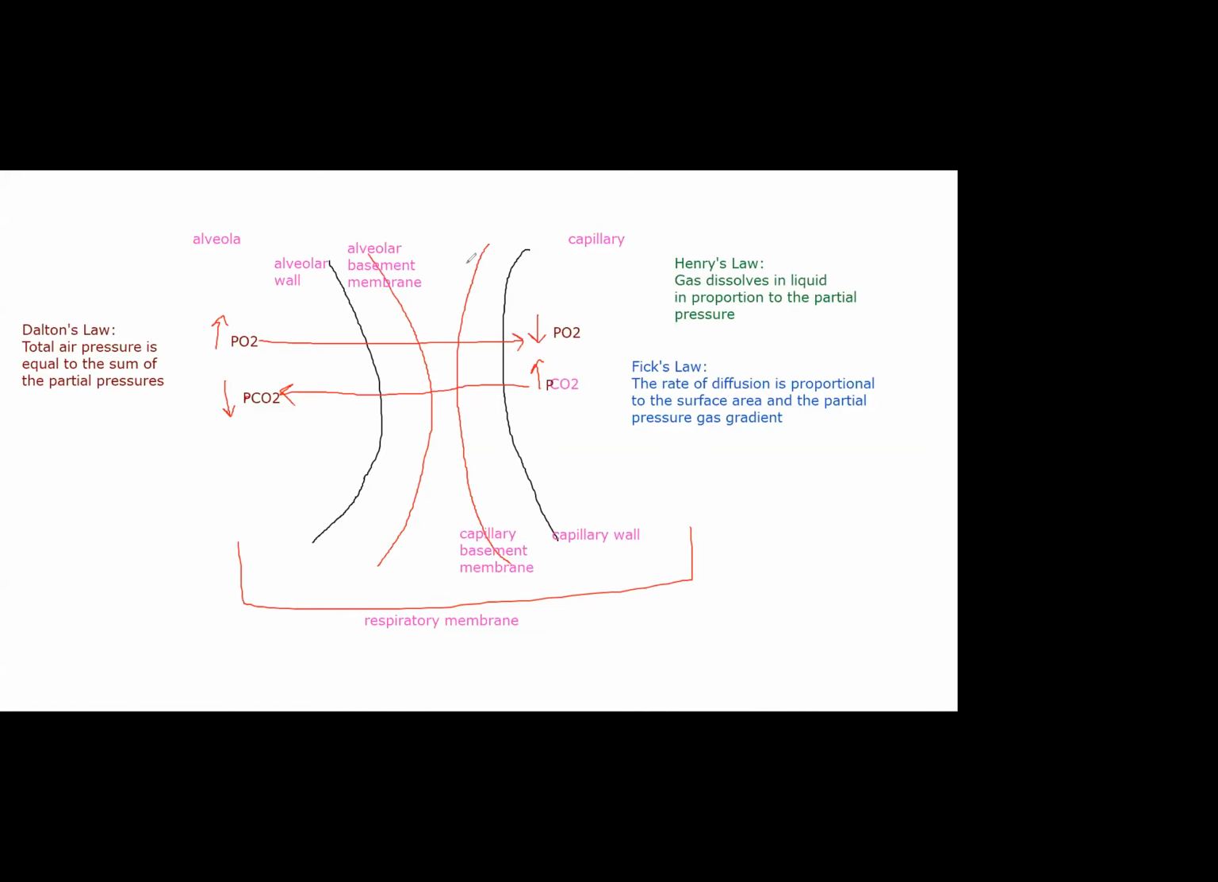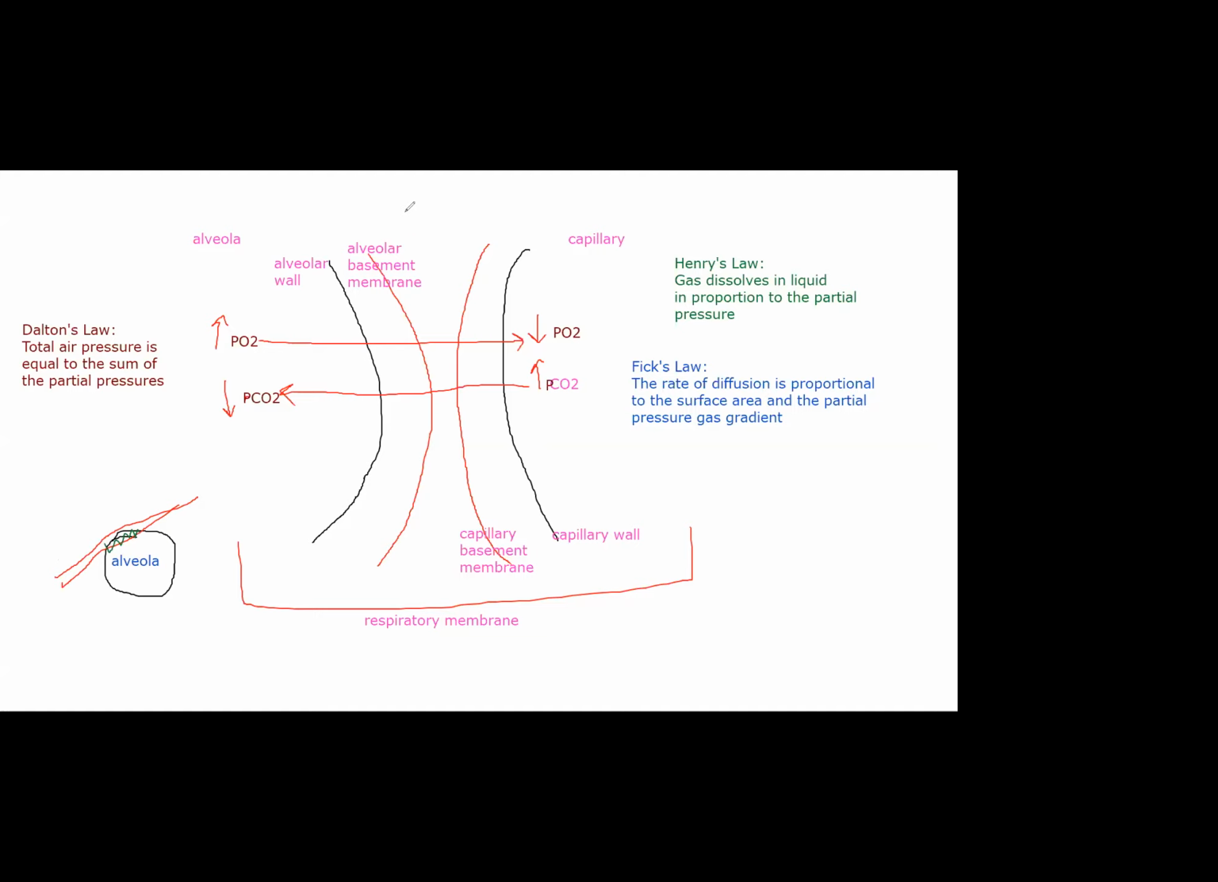Okay, so the surface area here is referring to the respiratory membrane. So if this is the muscle, oh, sorry, we're not talking about muscle. We're talking about alveolar. So that's not the muscle. That is, my dog will stop barking in a second. This is the alveola. This is the capillary. Okay, so where the alveola and the capillary meet, right here, is where the respiratory membrane is. That's where the gas exchange is happening, okay?